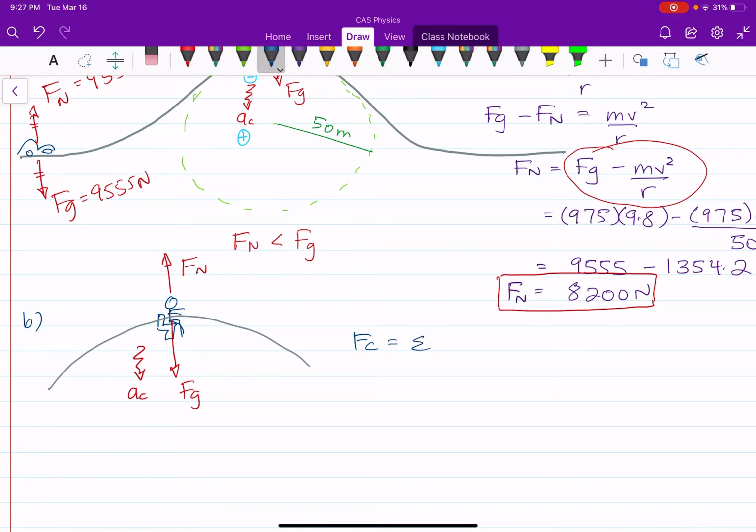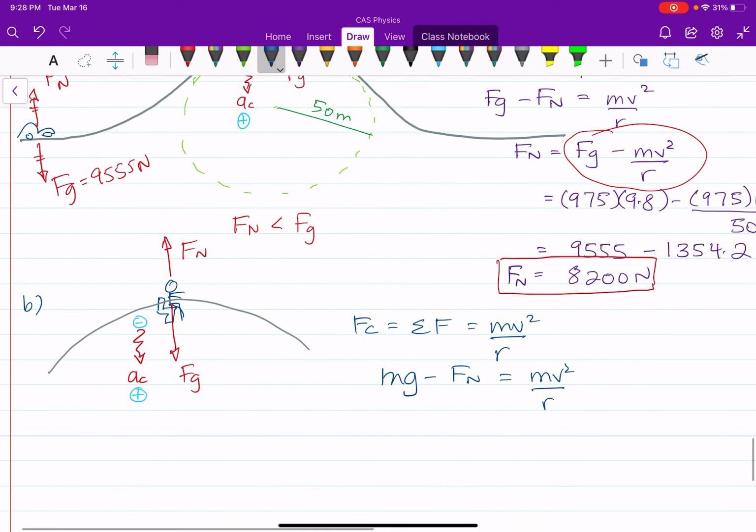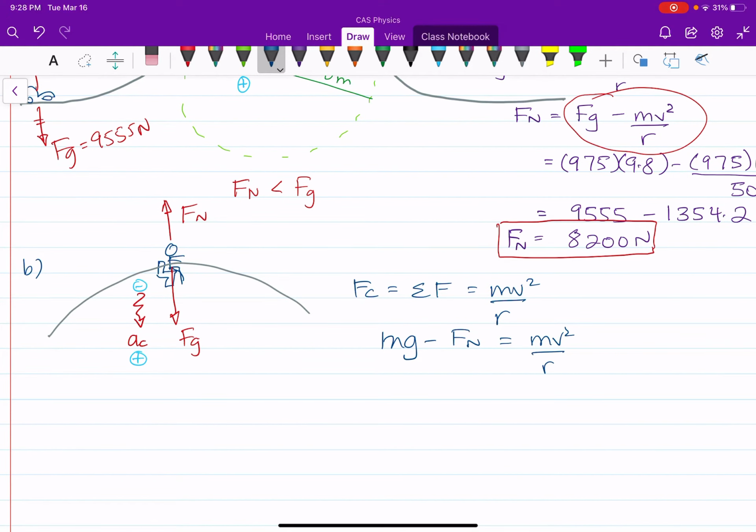Fc equals sum of the forces equals mv squared over r. Same forces. Again, we're going to make down positive and up negative because of the sign convention according to the acceleration. So we've got mg minus Fn equals mv squared over r. Now the person is traveling the same speed as the car. So the normal force, same equation, is Fg minus mv squared over r.